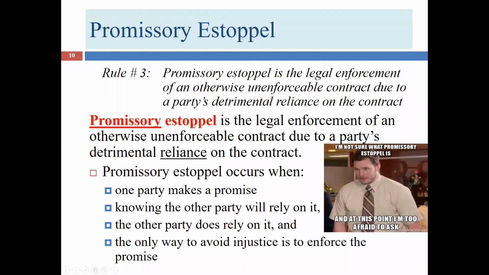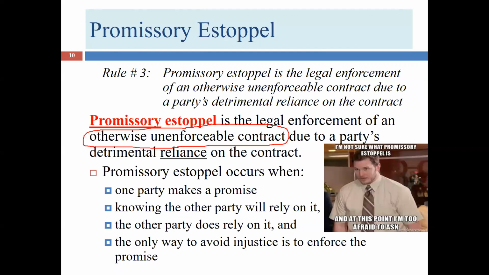Okay, so what is promissory estoppel? Here's our technical definition. It's the legal enforcement of an otherwise unenforceable contract due to the party's detrimental reliance on the contract. Let's look at a couple words here. We have the phrase otherwise unenforceable contract. We saw the word unenforceable contract in Chapter 9, and we talked about how that really was an oxymoron. If it's unenforceable, it's not a contract, because one of the things that is part of the definition of contract laws is it has to be enforceable.